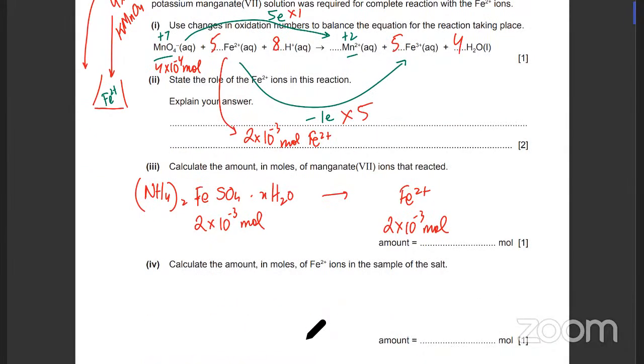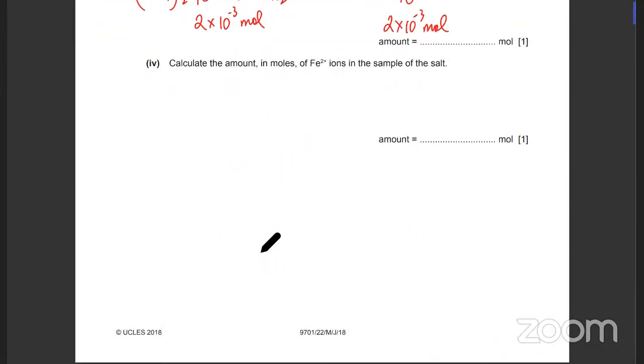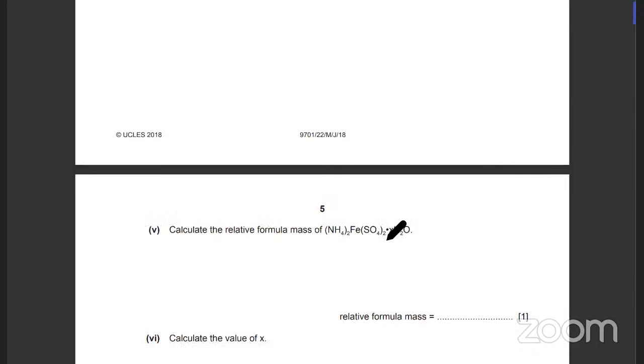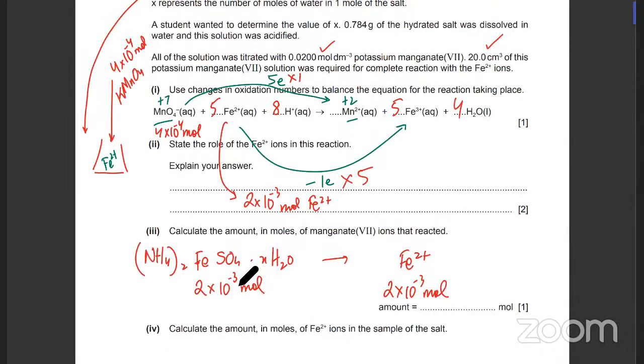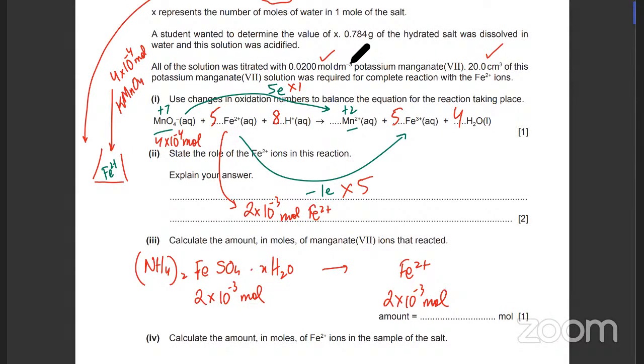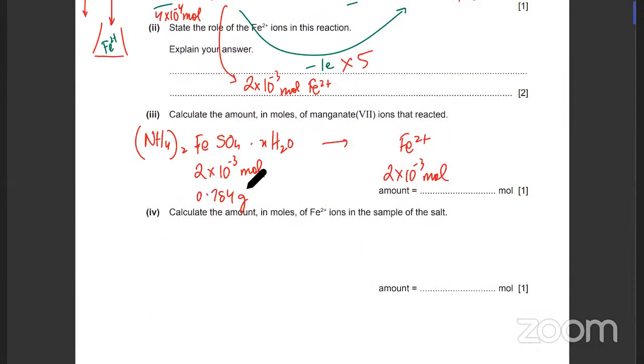So the next part is, you figured out the moles of this thing. Now calculate the relative formula mass. You have the moles and you also have the mass, that's 0.784 grams. It was given at the start. They gave you the mass as well. So moles is equal to mass divided by Mr. So the Mr, or the formula mass, would be mass over moles.